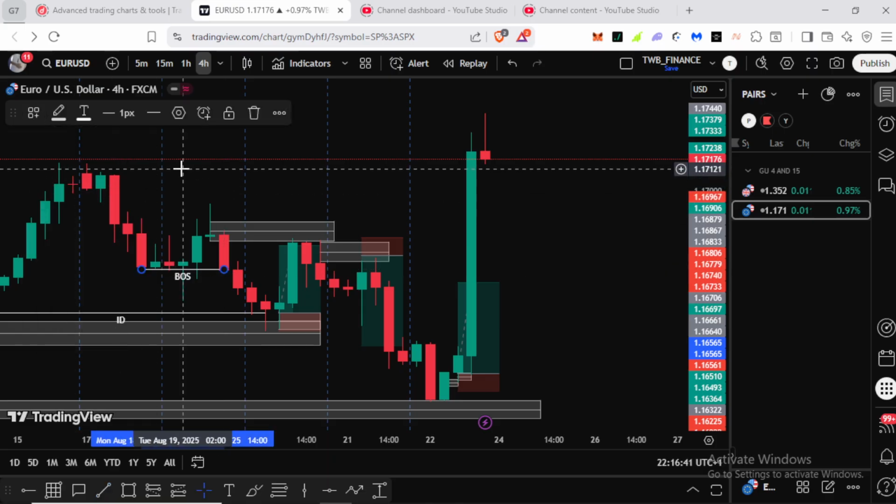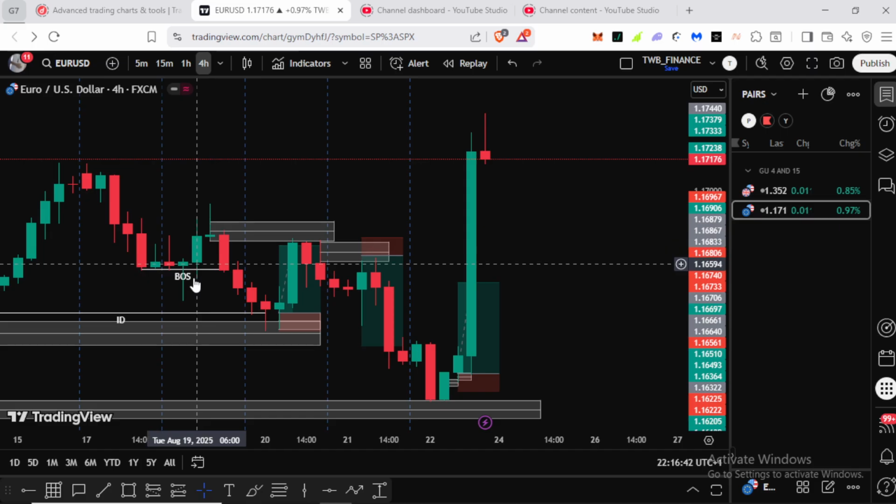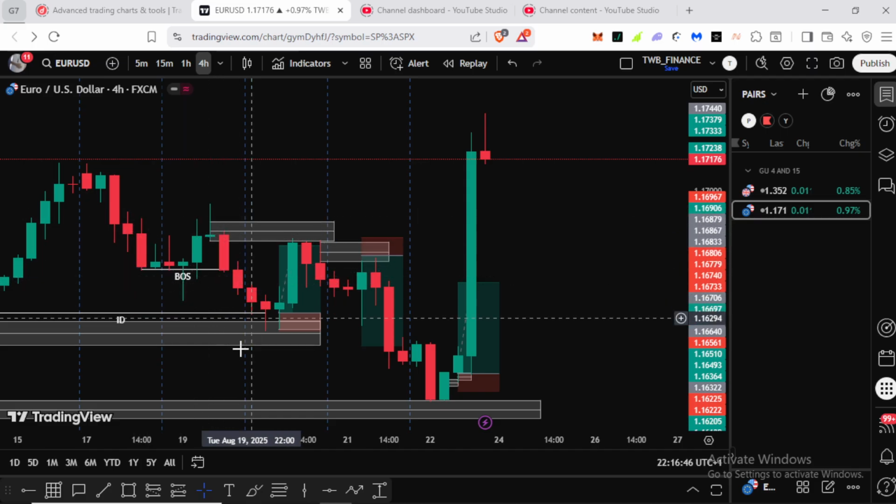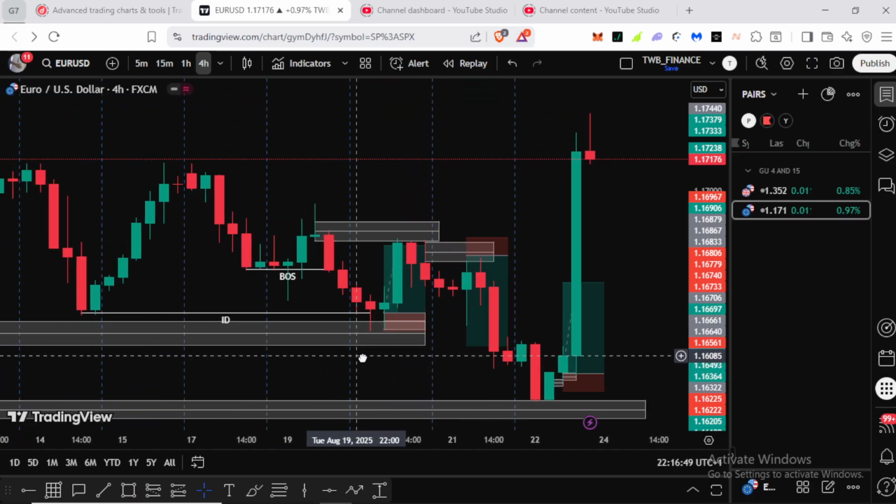There's a break of structure here. Look at that break of structure. Where is the supply zone? There's a supply zone here. So that means this demand zone might fail.